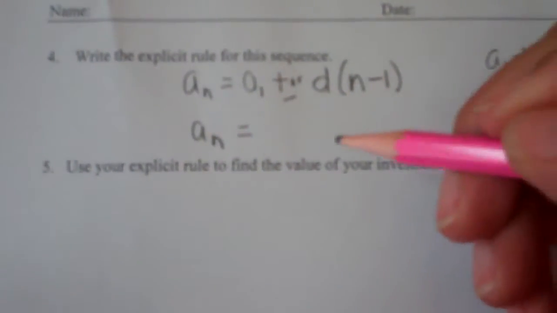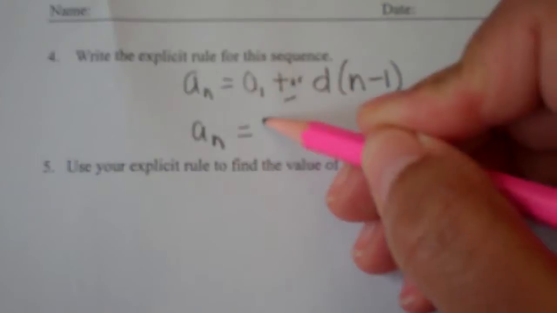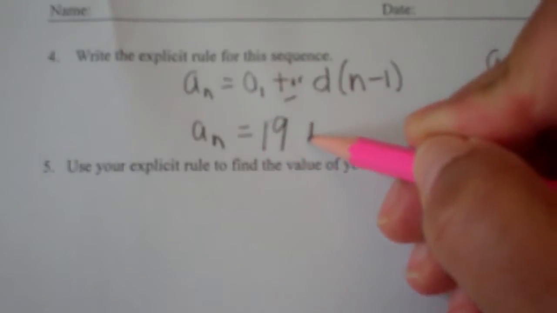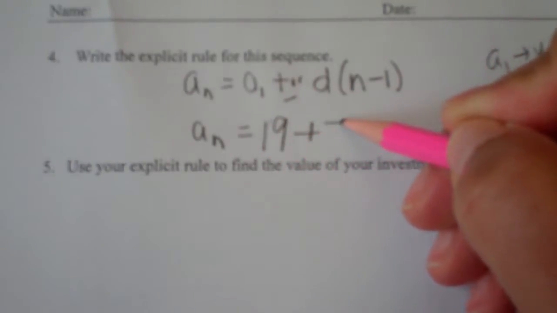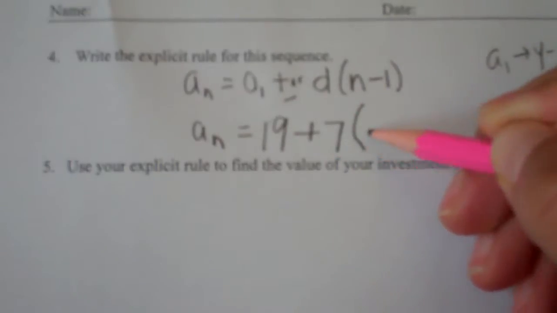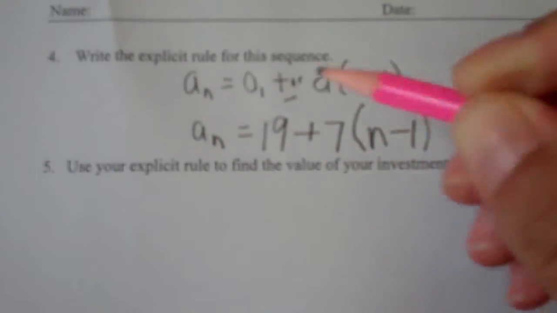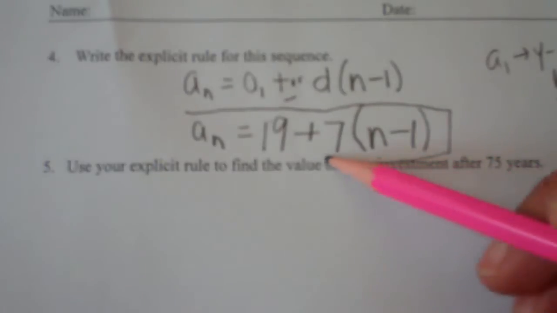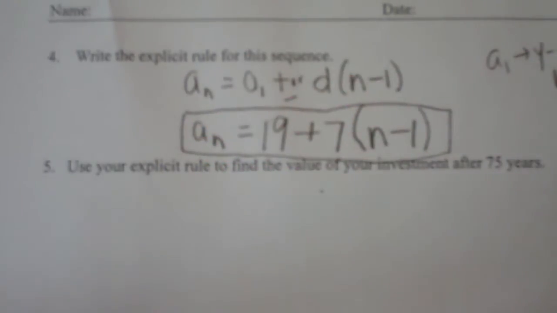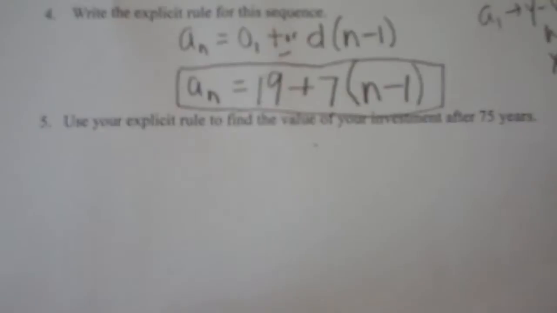So flipping that page back over, we're going to have a sub 1, which we just found was 19. We are adding, because we have been adding 7 times n minus 1. Here is your explicit rule. I'm sure we're going to use it in the next problem, so let's read the next problem.